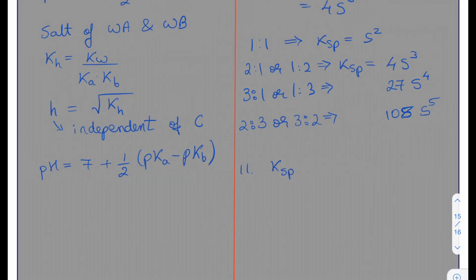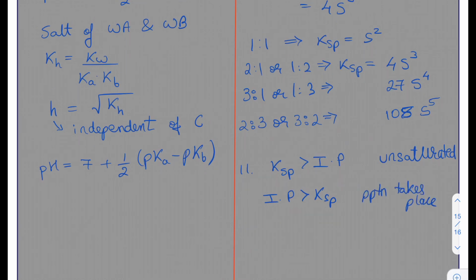And the last thing that we could be ending up with is Ksp and IP. If Ksp is greater than IP, the solution is unsaturated. Okay, if IP is greater than Ksp, precipitation takes place. Fair enough.